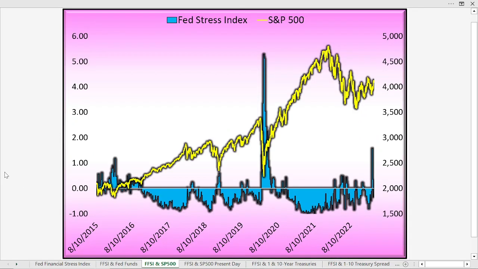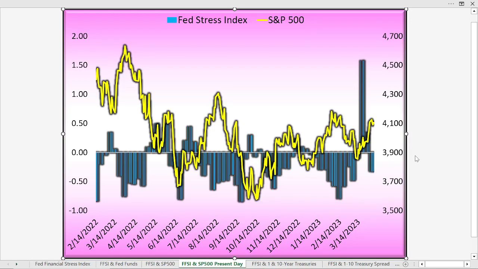Here we see the Fed stress index level in blue, yellow S&P 500. Again, starting after the COVID crash in early 2020, stock market was very strong. Fed stress index level is very low. However, when the stock market started to move to the downside, in part due to inflation, in part due to very quickly rising interest rates, we started to see a distortion in the bond market, and we started to see this choppy Fed stress index.